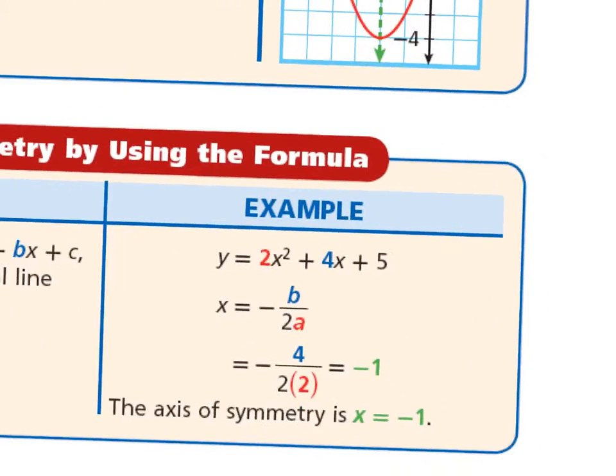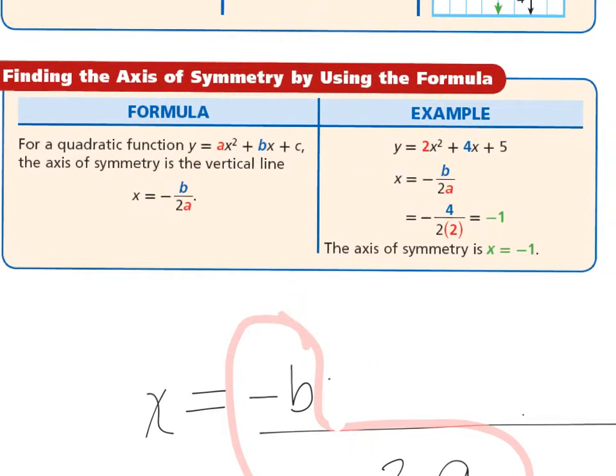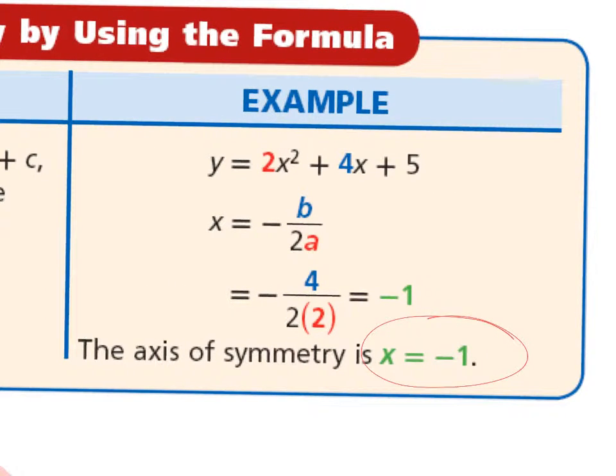And the third way is using the formula for the axis of symmetry, which is x equals negative b over 2a. So if I'm given a quadratic function such as y equals 2x squared plus 4x plus 5, and they ask me what is the axis of symmetry, you say x equals negative b over 2a, plug it in, and you get that the graph is going to go through -1 on the x-axis. So if I was to quickly draw it, I could go to -1 and make a vertical line through -1, because that's my axis of symmetry.